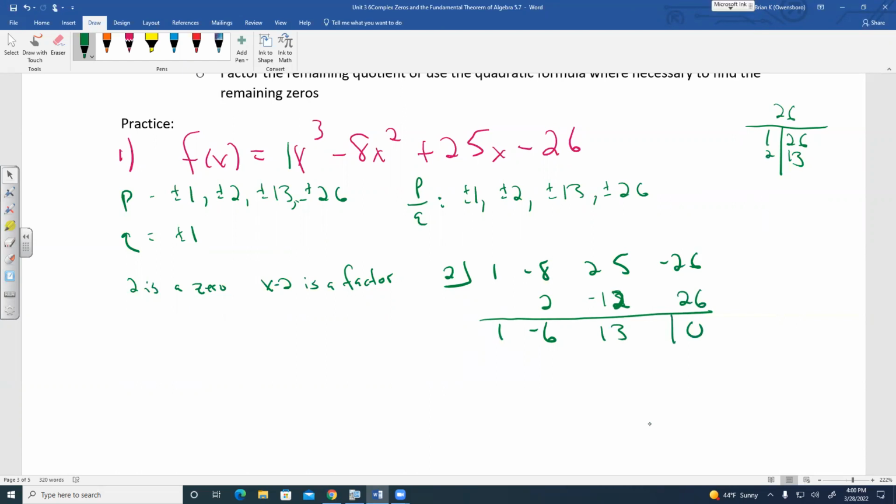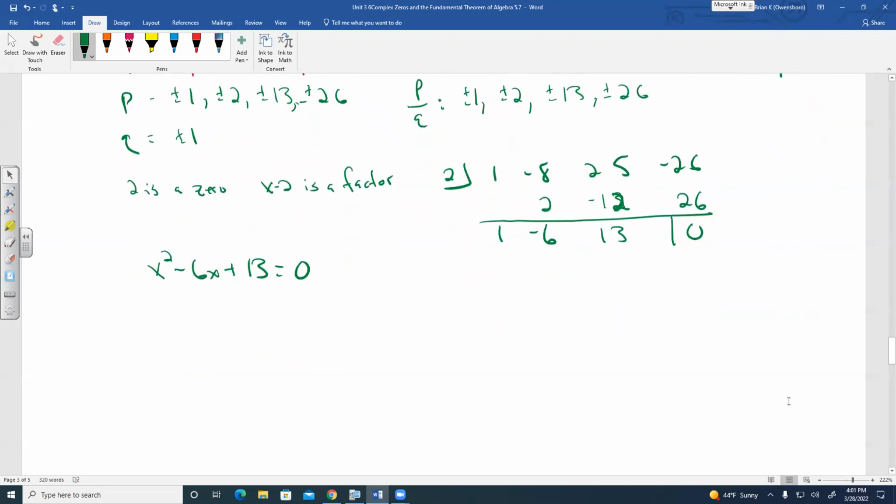So remember, this is our remaining polynomial, but remember the degrees have to go 1 less than what we started with. Since the degree up here was cubed, this becomes my x squared term. So instead of saying 1x squared, we're just going to say x squared minus 6x plus this 13 is equal to 0. So we're going to set that equal to 0 to find our remaining zeros.